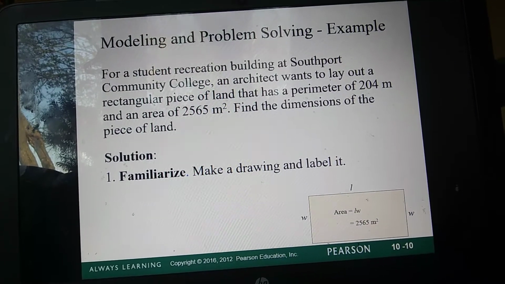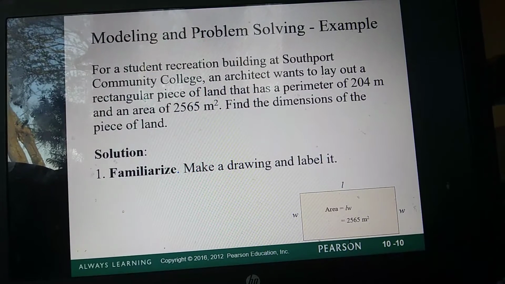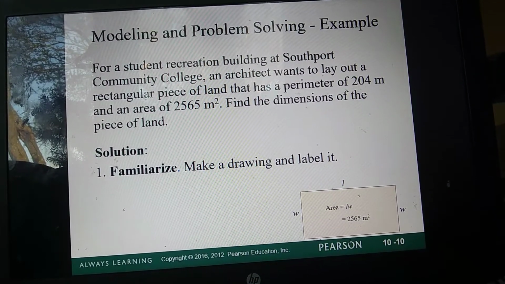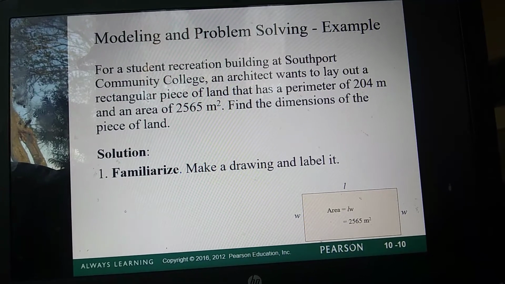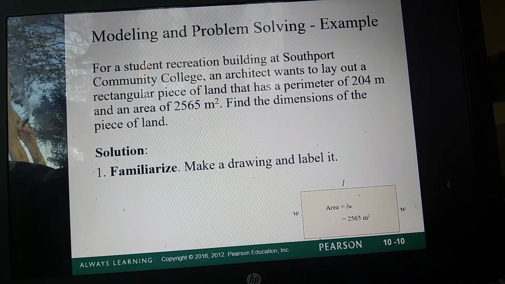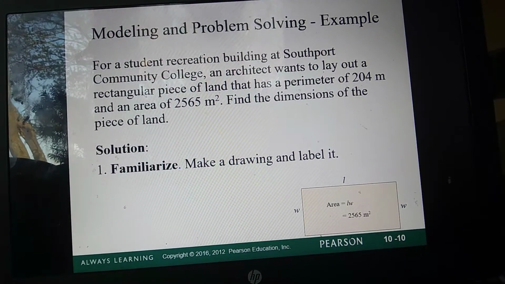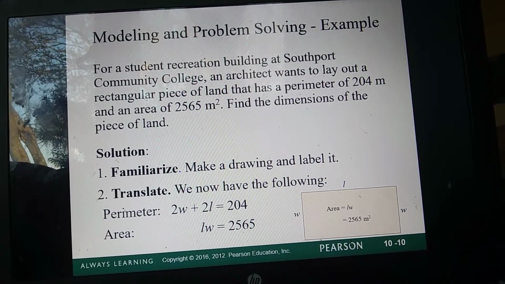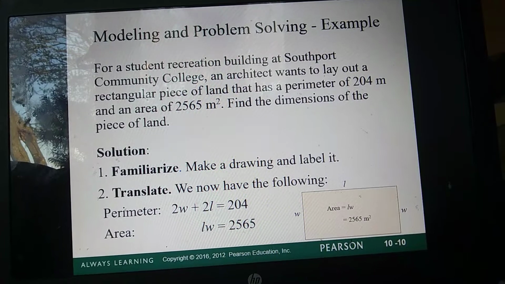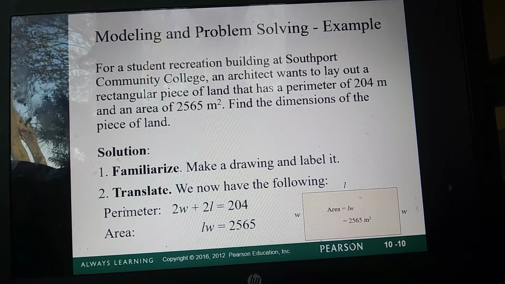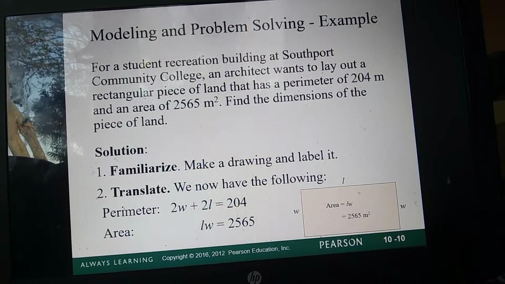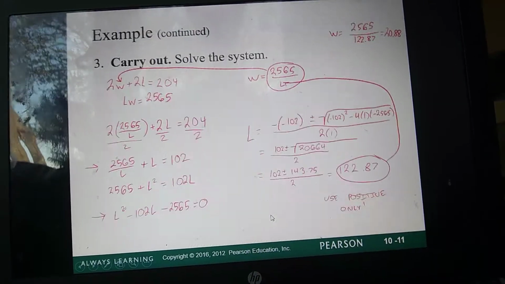So the first thing, obviously, you always want to make a drawing. Here's our drawing. We don't know what the length and width are. We know the total perimeter is going to be 204, and our area is 2,565. So translate it. Remember, the formula for perimeter is 2w plus 2l, 2 width plus 2 length equals 204. Then length times width equals 2,565.